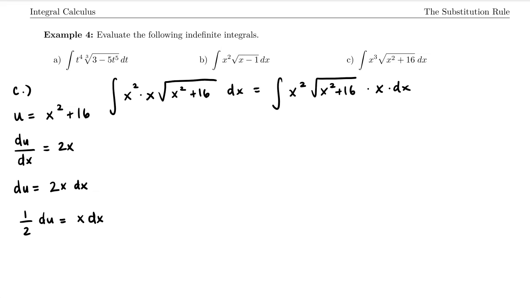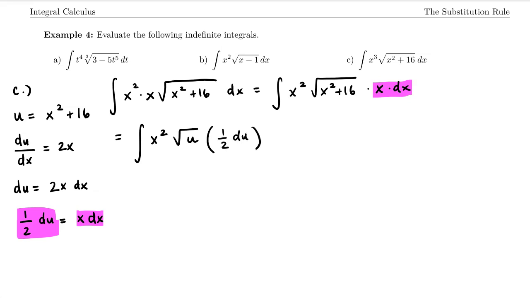And the reason that I'm doing that is here I have x times dx is equal to 1/2 du. So I have the indefinite integral of x squared, and then underneath my square root, I could rewrite that as the square root of u, and then x dx I'm going to replace with 1/2 du. So we still end up with the issue of having two different variables, and so the way that we're going to fix this is kind of similar to the last example.